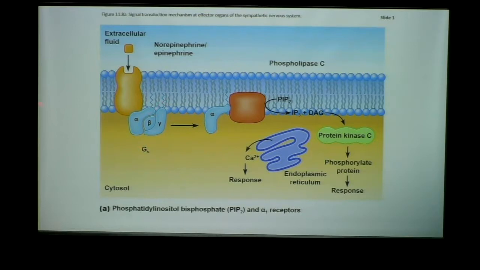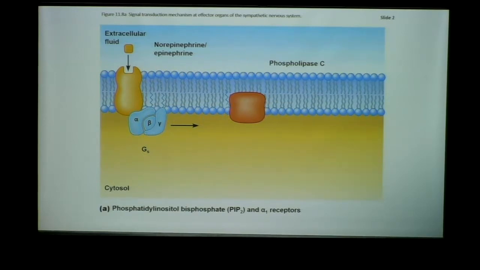Okay, so let's say norepinephrine binds, it's coupled to this G protein. Let's walk through the sequence of events here. Now, this G protein will undergo a conformational change upon the binding of that neurotransmitter to this receptor, such that the alpha subunit will dissociate off of this protein and it will make its way down the membrane and bind to another enzyme that is in the membrane. This enzyme is called phospholipase C, okay?